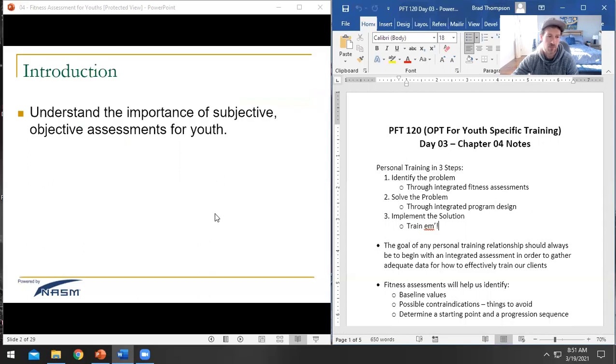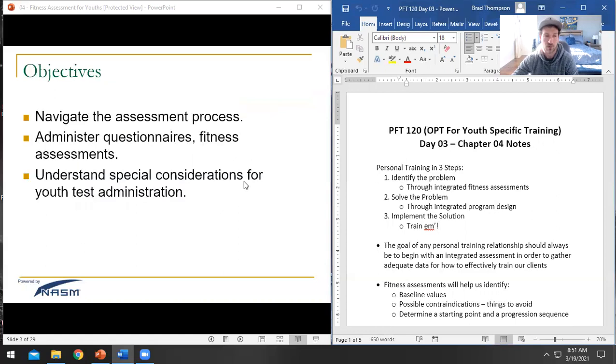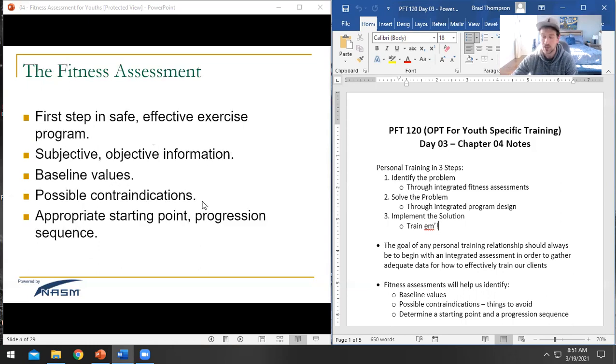So, our job today, right? We want to understand the importance of our subjective and objective pieces of information and how we use that to write programs. We want to be able to navigate the entire fitness assessment process. Obviously, we're going to look at it from the youth angle, but our priority is always to get you guys to pass your regular NASM. So there'll be some extra stuff in the notes that's not in the PowerPoints, and understand any special considerations for youth, because if you are training a kid, what are some of the considerations you have to make, how do you have to make specific adjustments?